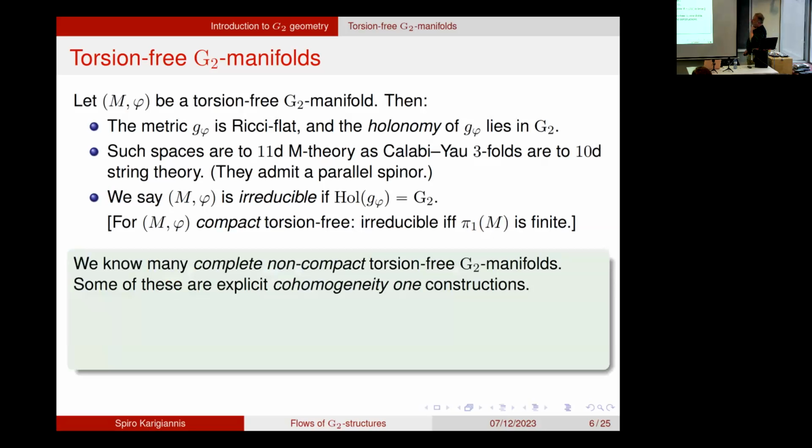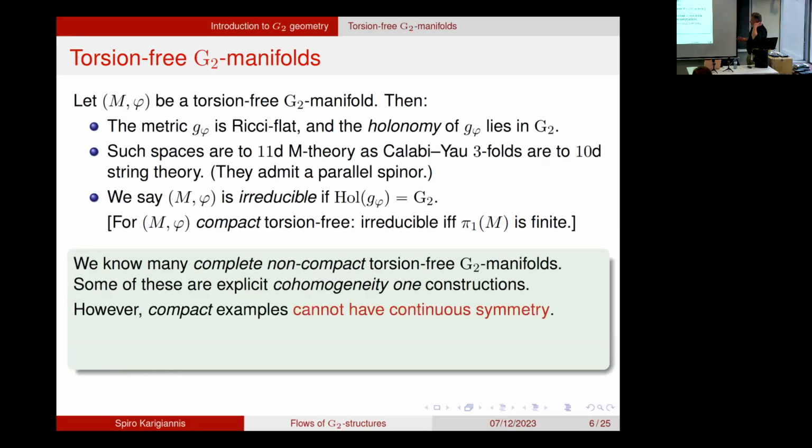Okay, there are lots of examples of complete but non-compact torsion-free G2 manifolds, and most of these are explicit cohomogeneity 1 constructions. So you assume that there's some group acting on your manifold with orbits of codimension 1, and then you write down an ansatz for your G2 structure, your 3-form, in terms of the symmetry. Basically, everything depends on this one parameter which describes the space of orbits. And then you write down the torsion-free condition, and you get a fully nonlinear system of ODEs, but sometimes you get lucky and you can actually solve it explicitly.